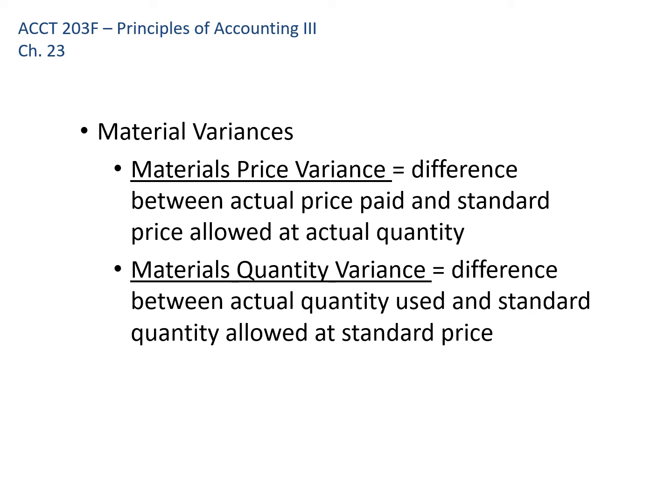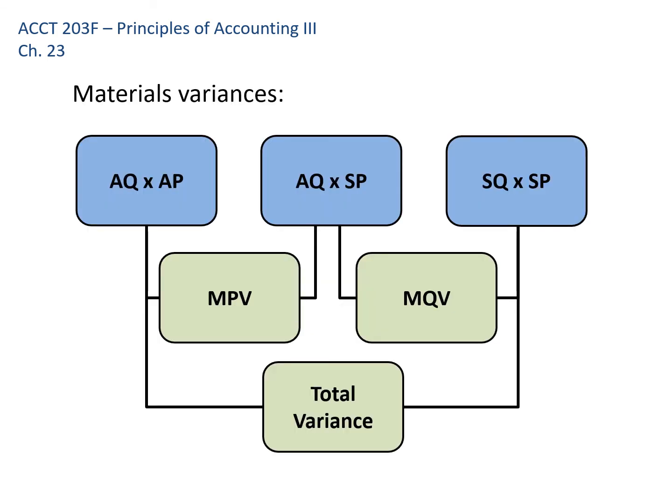So there's two ways to show this. There's a graphic way and an algebraic way, and I'll show you both. Some people learn different than others. So this is the way I learned and the way I kind of like it, is I have these three, we call them goalposts. So on the far left, that blue box, AQ times AP, that's the actual quantity of material used times the actual price paid.